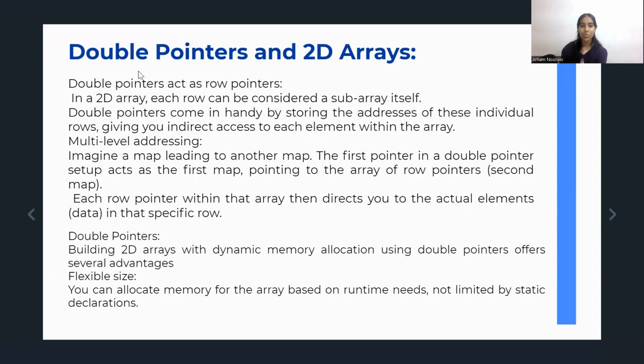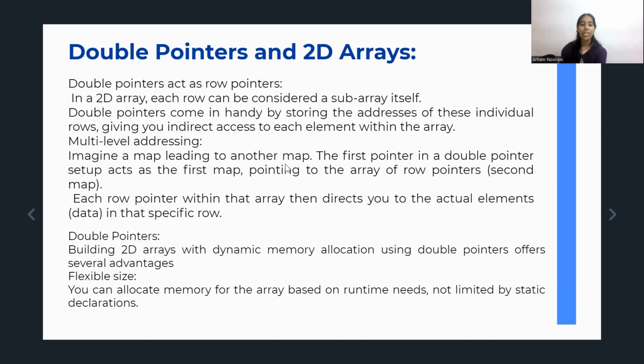Double pointers and 2D arrays. Double pointers act as row pointers. In a 2D array, each row can be considered a sub-array itself. We can see it's giving indirect access to each element within the array. Multi-level addressing. Imagine a map leading to another map. The first pointer and the double pointer setup acts as the first map, pointing to an array of row pointers. Each row pointer within the array directs you to the actual elements in the specific array.